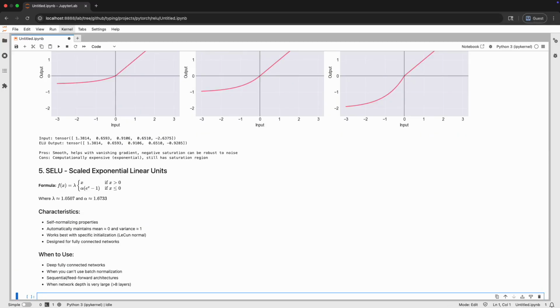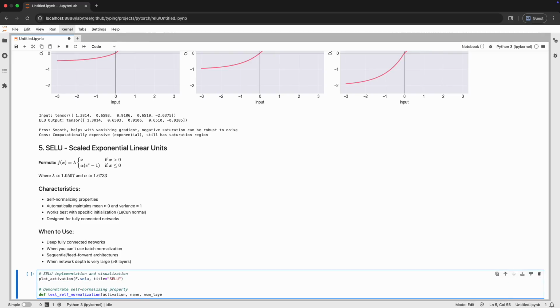SELU, or scaled exponential linear units, is a special variant with self-normalizing properties. It uses specific values of lambda approximately 1.0507 and alpha approximately 1.6733 that maintain mean close to zero and variance close to 1 through many layers.